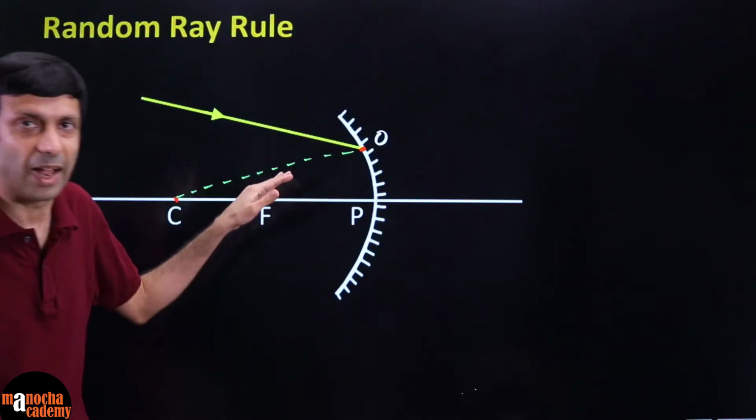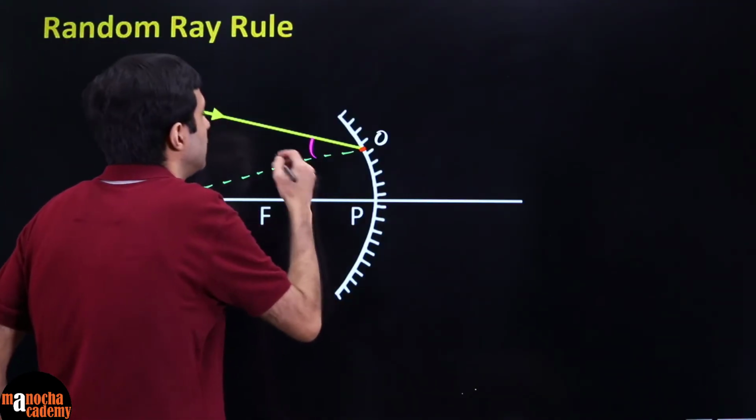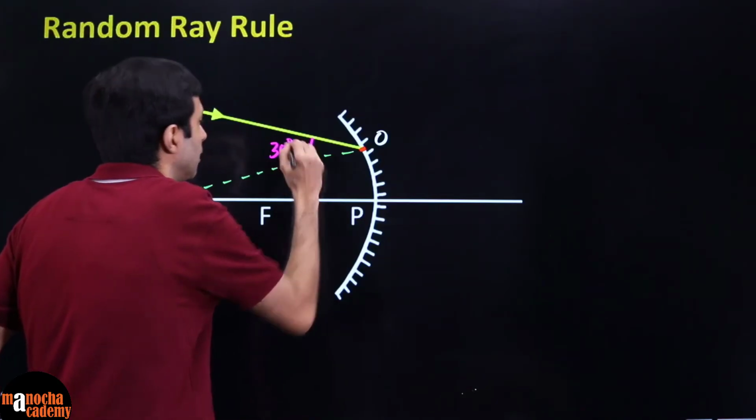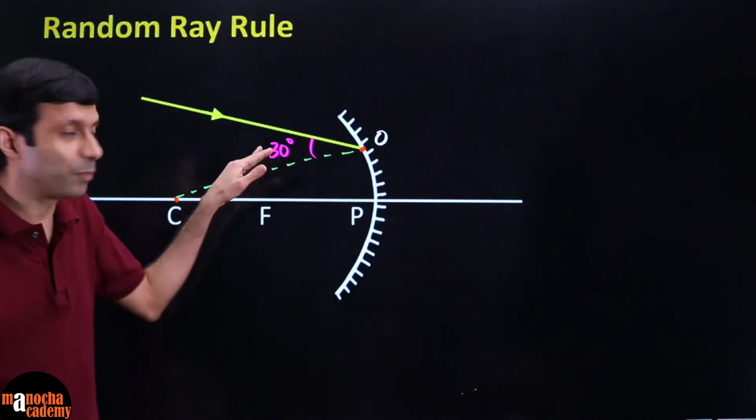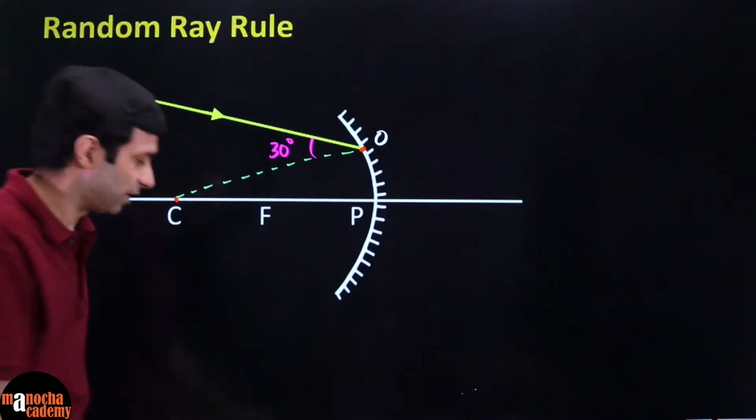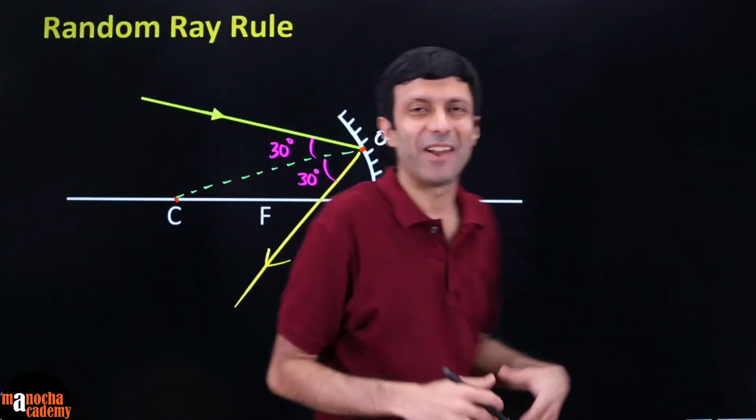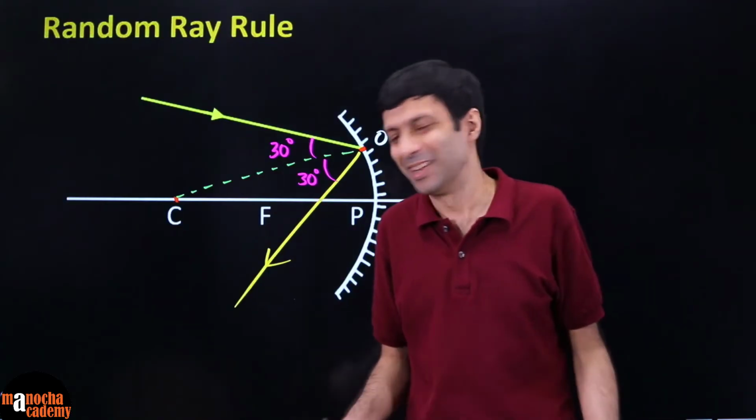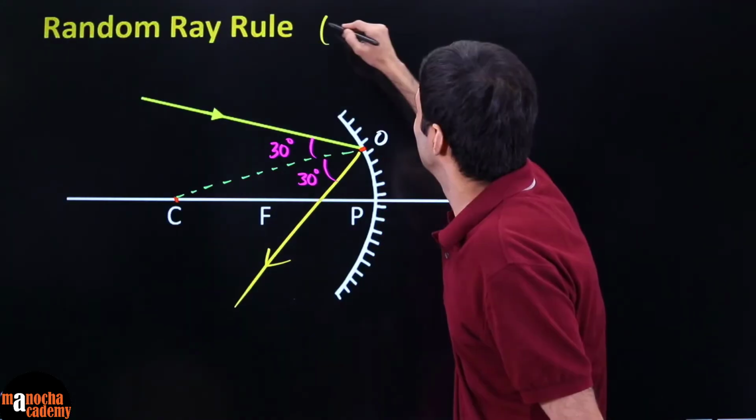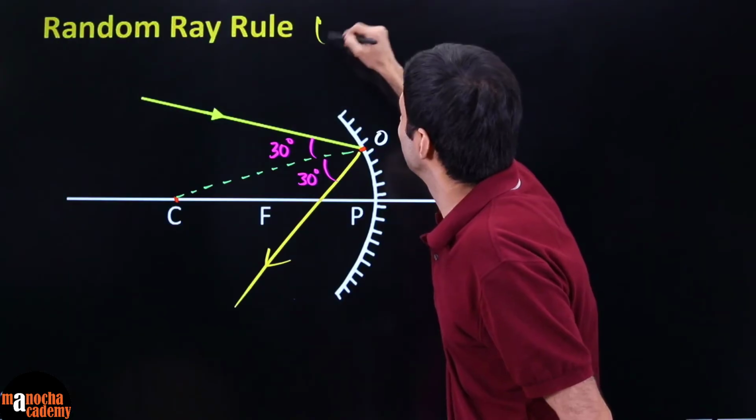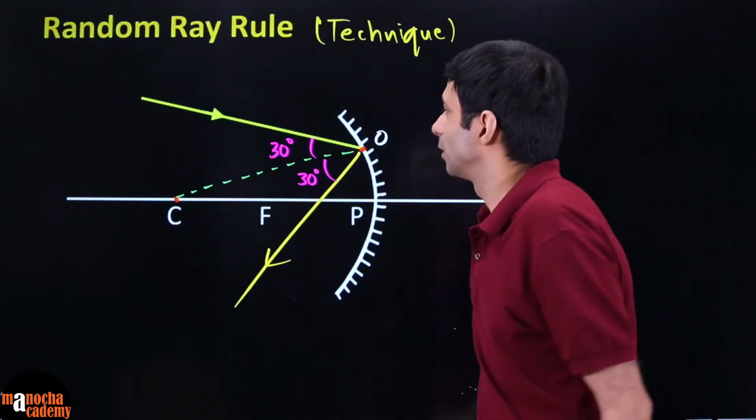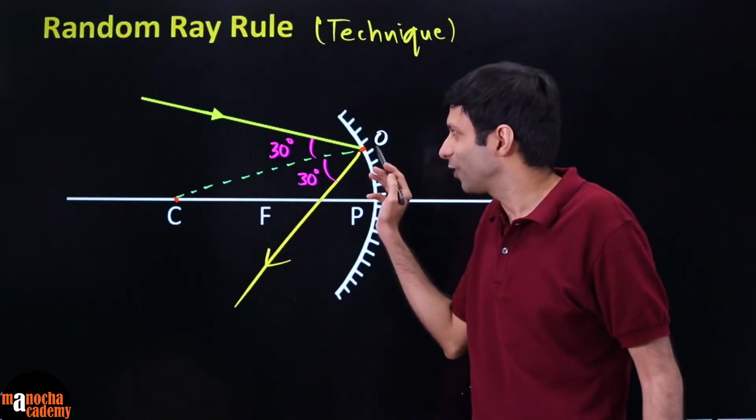First you measure the angle of incidence. Let's say this angle turns out to be 30 degrees. Now you draw the reflected ray, which makes an angle of 30 degrees with the normal. Done. So this is not really a rule. This is, I should say, a random ray technique. It's more like a technique here, and the whole technique relies on drawing that normal.